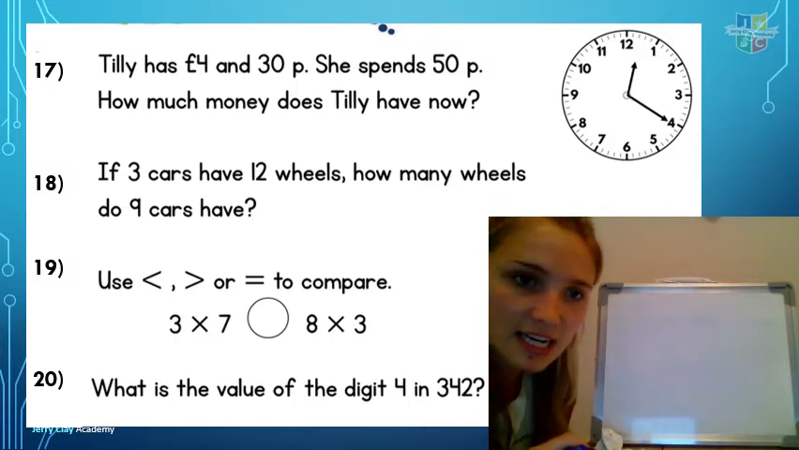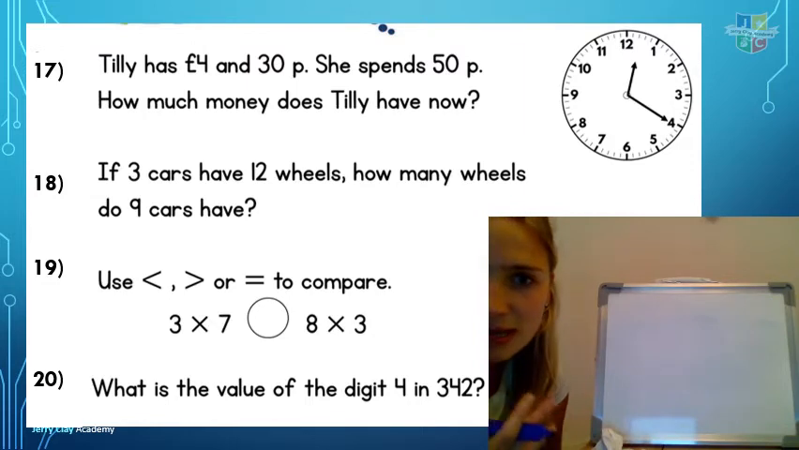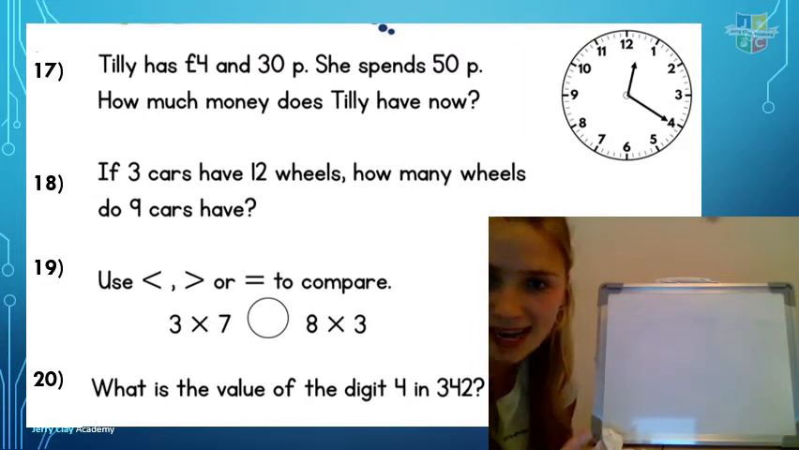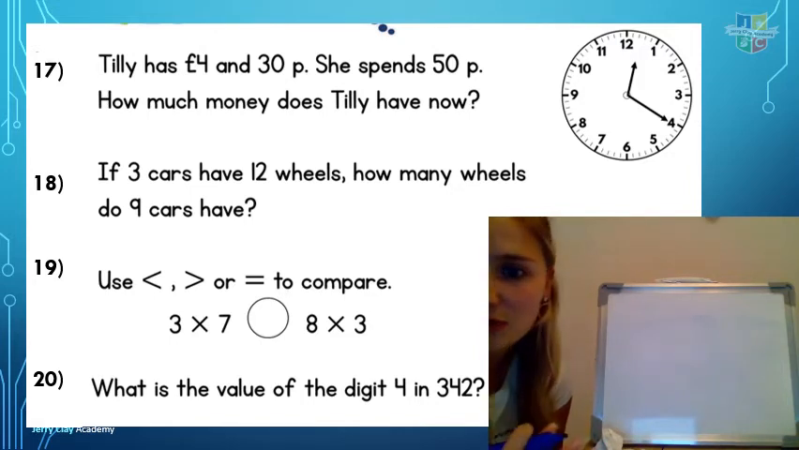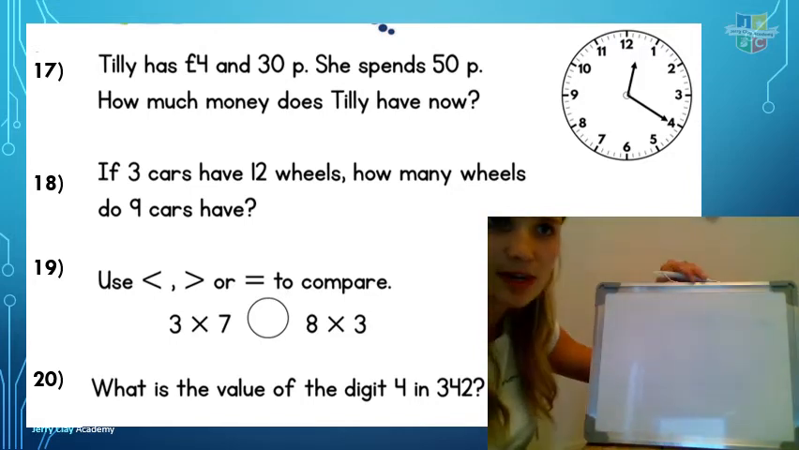Now, what I would suggest doing for number 18 is, if 3 cars have 12 wheels, how many wheels do 9 cars have? Think about what happens between 3 cars and 9 cars to think about how you're going to work out how many wheels there are. So if we have a look at the first one, I'm going to have a look at the clock.